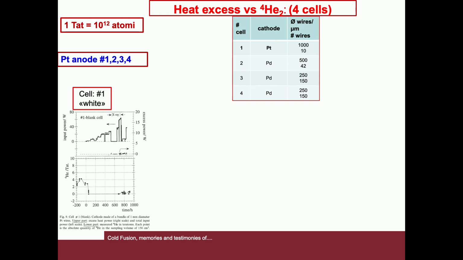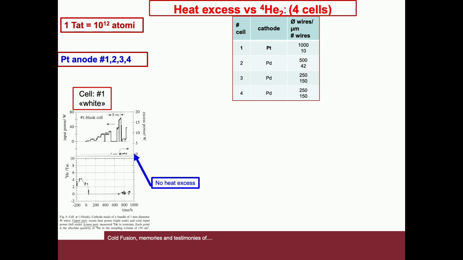The lower graph shows the measurement of helium-4 expressed in units of teraatoms, that is 10 to 12 helium atoms. There are 4 electrolysis cells, all with an anode made of cylindrical platinum mesh, while the cathode is of platinum only in cell number 1, the white. In the others, the cathode consists of bundles of palladium wires, in number and diameter as shown in the table.